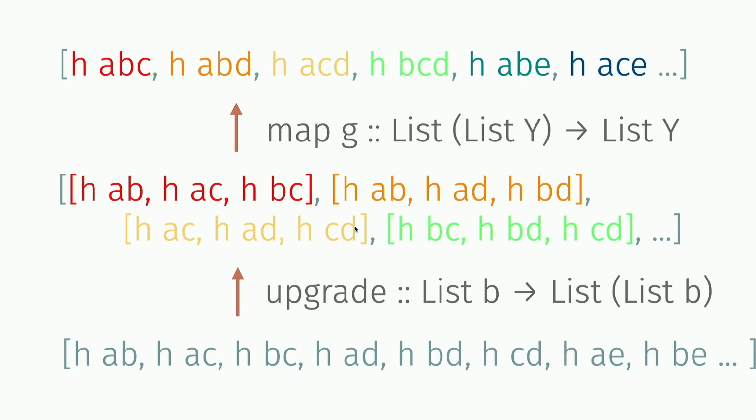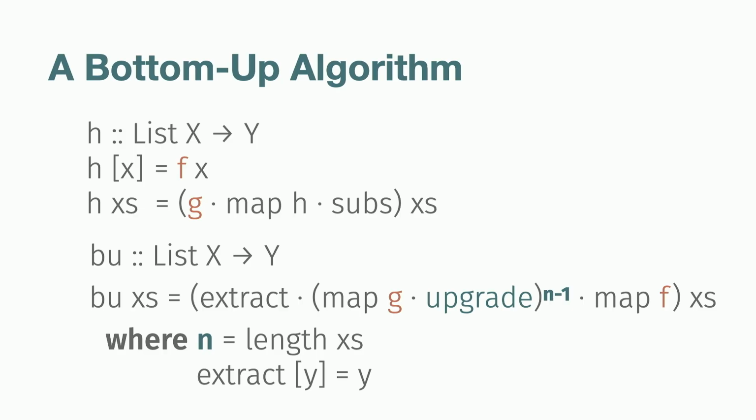And now I'm going to call this middle level level 2.5. So if we can construct this function upgrade, which has type list of B to list of B, the bottom-up algorithm would look like this: we start with having a list xs. We start with doing a map f to compute level 1. And then we do map g after upgrade n minus 1 times, where n is the length of the list. And by the time you finish, at the top there should be just a singleton list whose value you can extract.